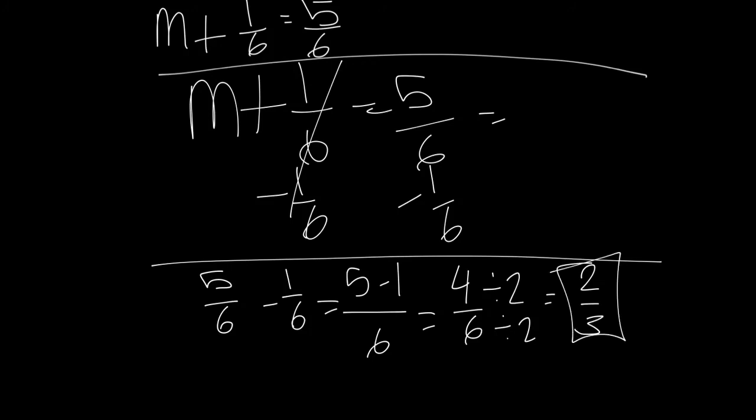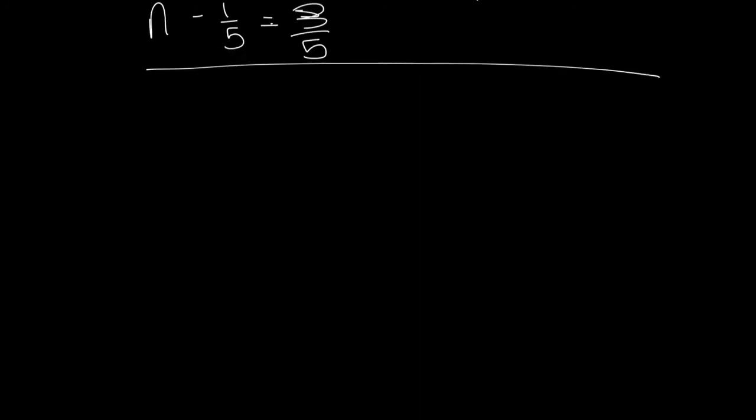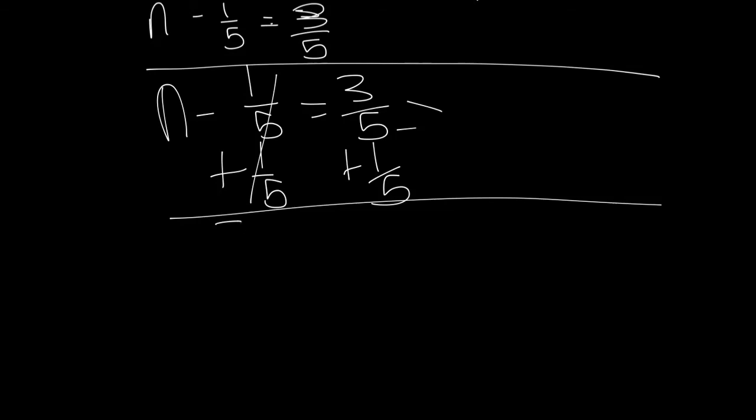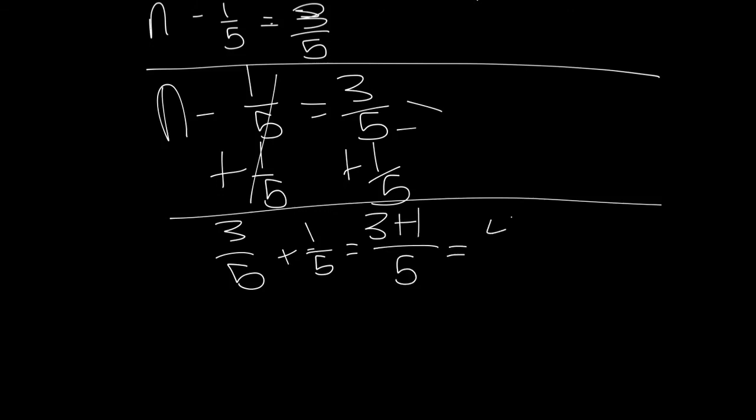And that's your answer. So for this one, you would do n minus 1/5 equals 3/5, and then do plus 1/5, and then plus 1/5, and then cross that out, and then go like that. And then you would do 3/5 plus 1/5 equals 3 plus 1 over 5 equals 4 over 5. And it can't simplify anymore, so that's your answer.